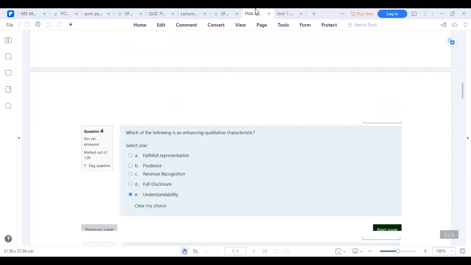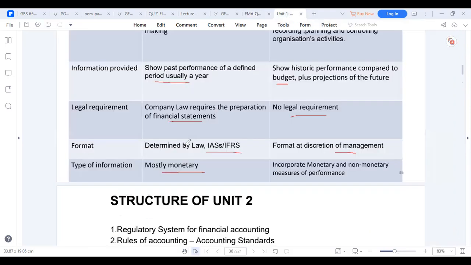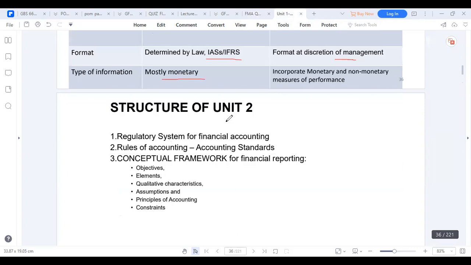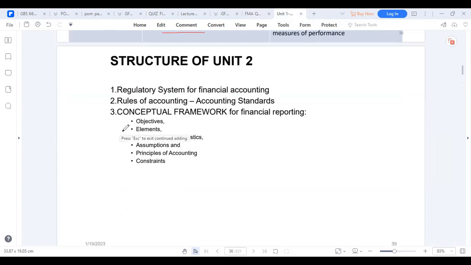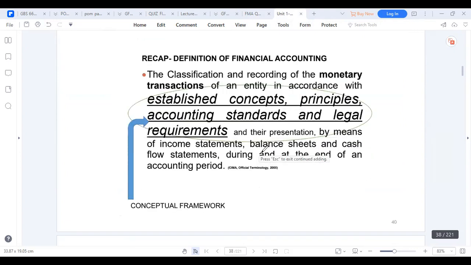So let me go to Unit 2 so that we can complete the other questions together. We now quickly go to what we call the regulatory system of financial accounting, and the rules and regulations. In this framework, we're going to look at the elements, objectives, and qualitative characteristics of financial accounting. To start with, accounting has been defined as the classification and recording of monetary transactions in accordance with established concepts and principles that are in tandem with the accounting standards.